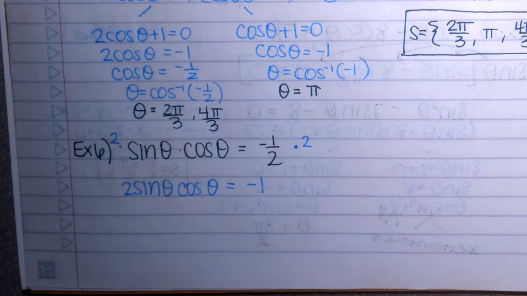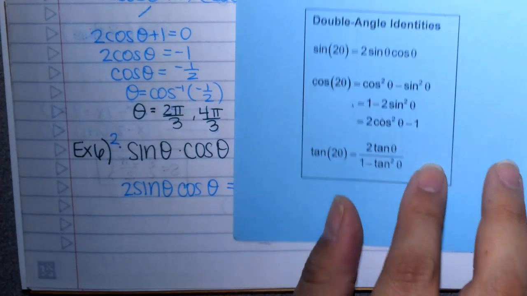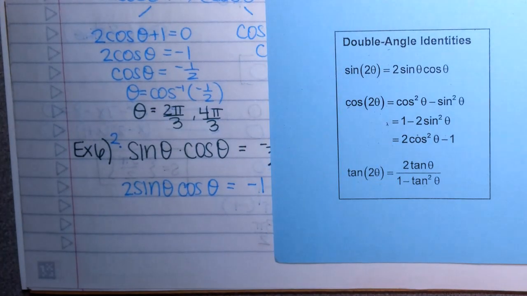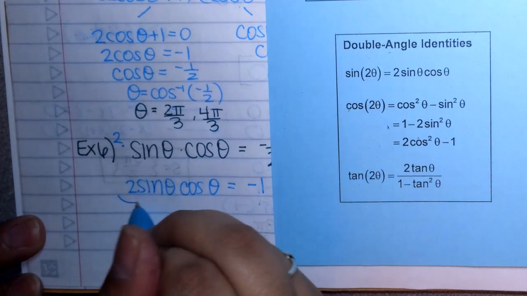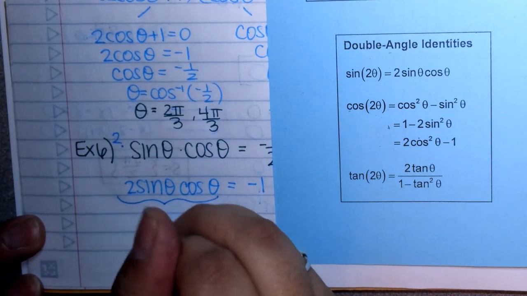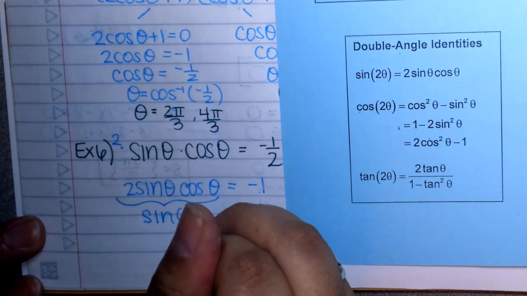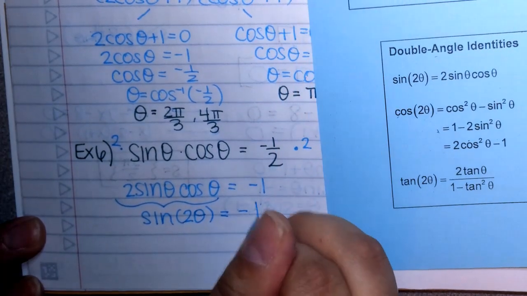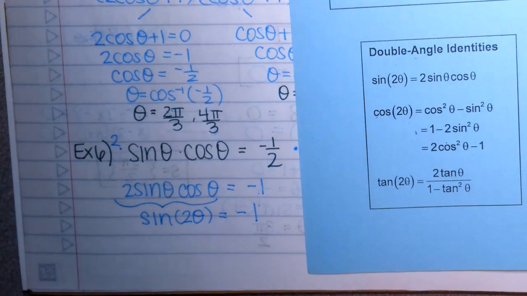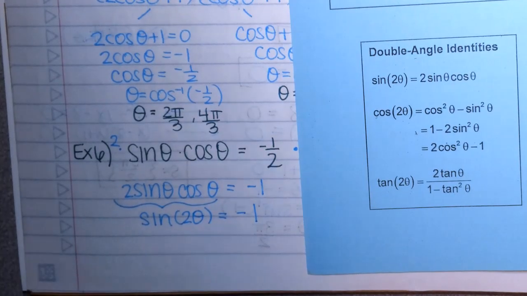That looks familiar. What does that look like? Double angle identity. It is one of our lovely identities that we learned. Which one is it? So I can rewrite this as the sine of 2 theta equals negative 1. That doesn't look familiar? We definitely need to be making sure we know that one.